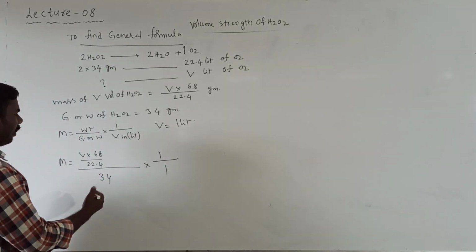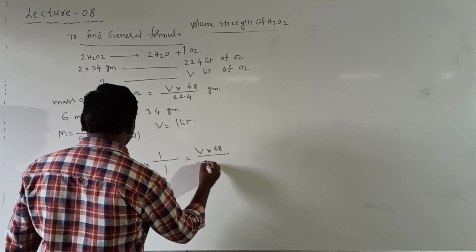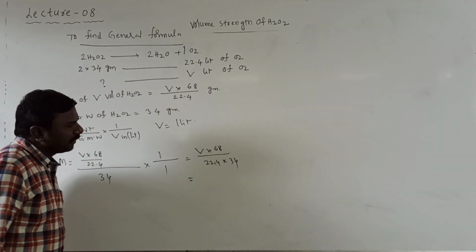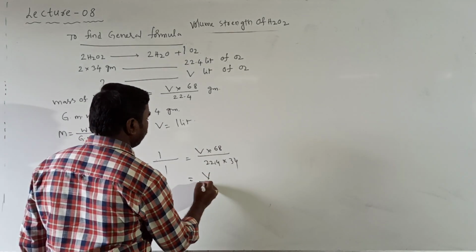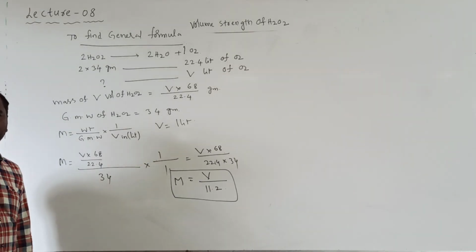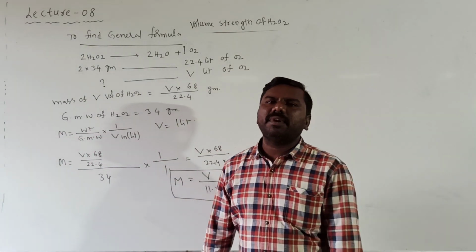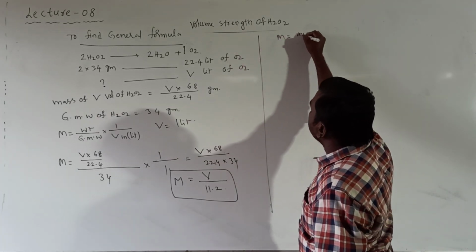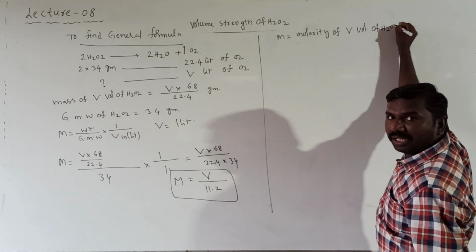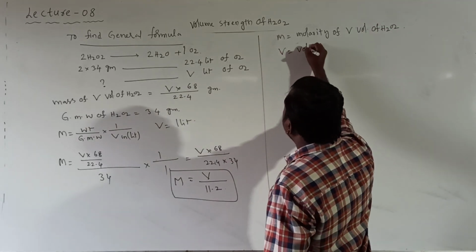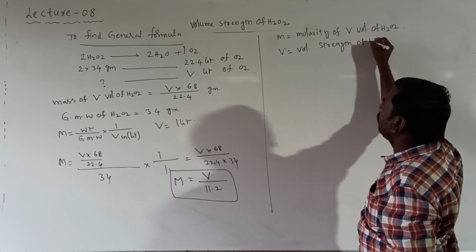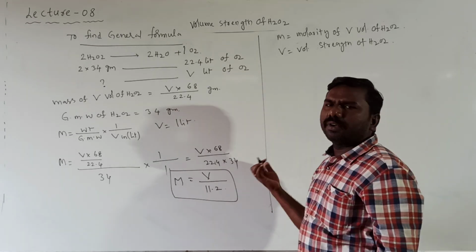Clear, all of you? Then on solving, V into 68 by 22.4 into 34, on solving you will get V by 11.2. This is equal to molarity. Very, very important, very simple, no need to get confused. Molarity equal to V by 11.2, where M equals molarity of V volume of H2O2, and V equals volume strength of H2O2. Understood?